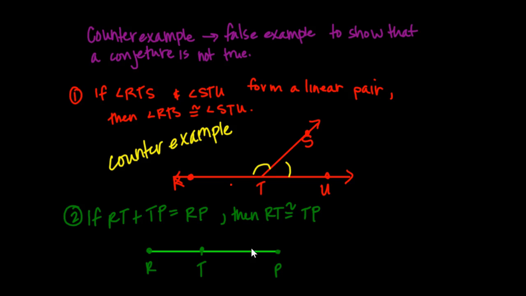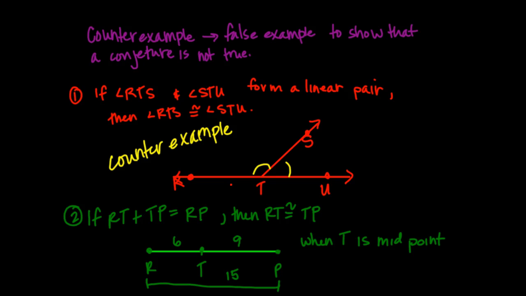Then RT is congruent to TP. When would that be true? Yeah, when T is the midpoint, this is true. Is T always going to be the midpoint? No, in the picture that I drew, T's not the midpoint. So if this whole thing is 15 and this part right here is 6 and this is 9, that adds to be 15. Those two are not congruent to each other. So there's a counterexample of RT plus TP equals RP.